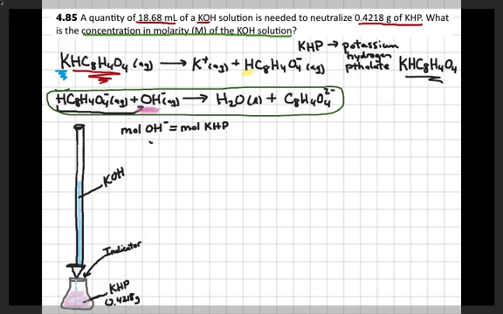And this is called the equivalence point. However, the pink color doesn't appear until we have just a slight excess of hydroxide. So when the solution turns basic, then the phenolphthalein turns pink. And so we need to have just a slight excess of base, and that occurs just after the equivalence point.